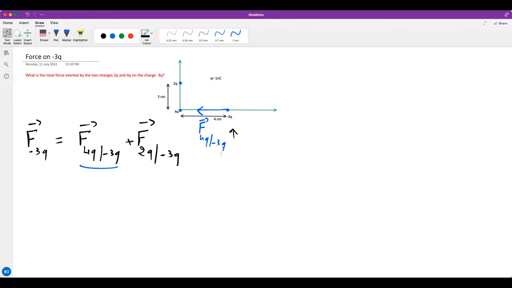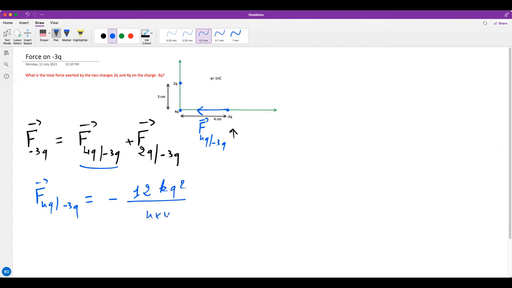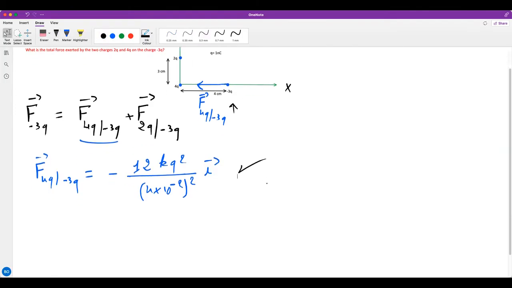So the force of 4q on minus 3q is equal to minus 12 k q squared over (4 times 10 to the minus 2) squared, i. You can easily see that the force is going to the left. Okay, so this is the force. And then let's go to the force exerted by 2q on minus 3q.